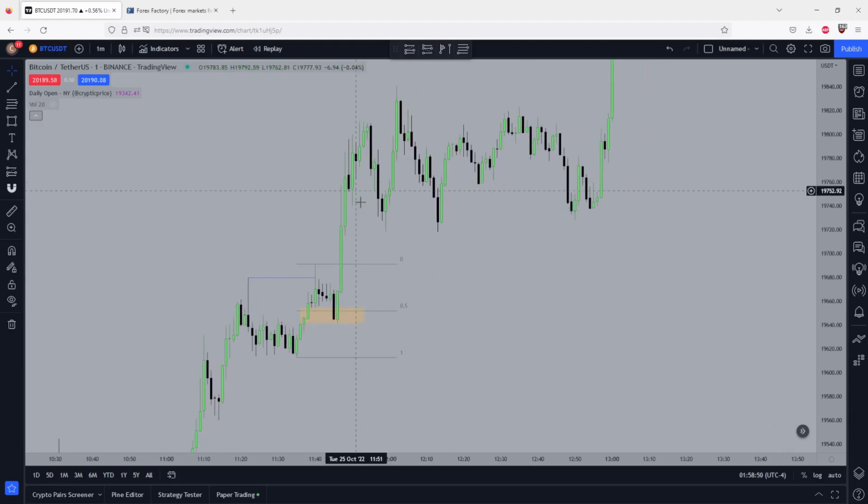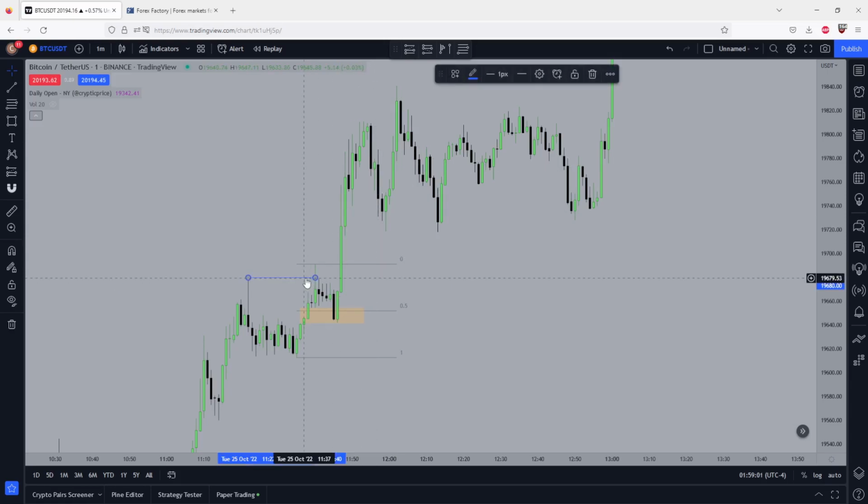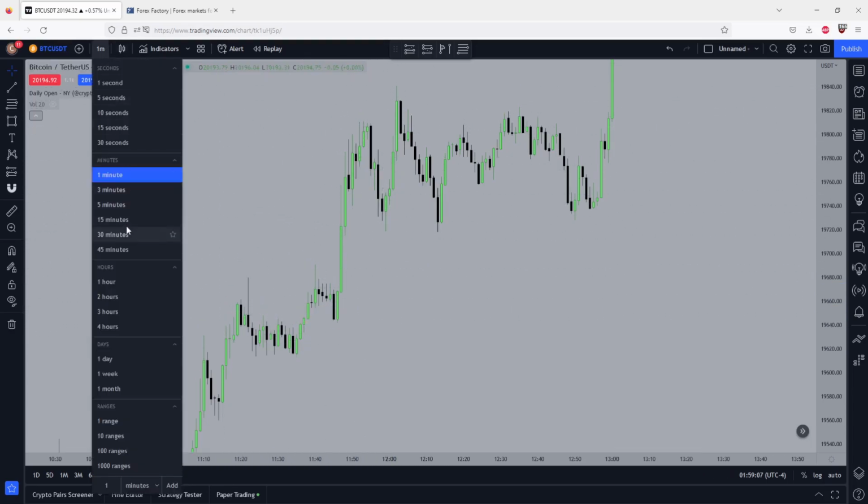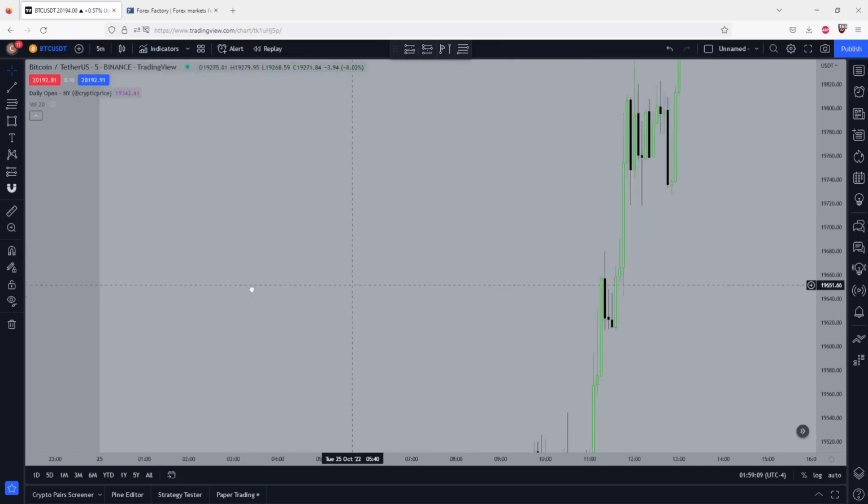And then we have here, that's the lunch consolidation right here, which we can see. And we actually have a setup right at the beginning of lunch on the 5-minute chart. And it's basically just this up move and then the drop down into a discount. But I'm going to show that to you on the 5-minute.